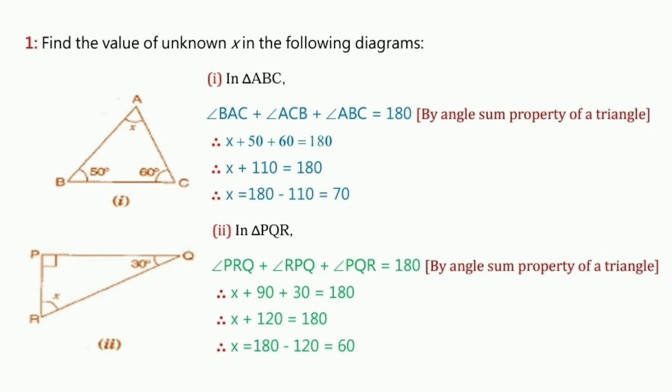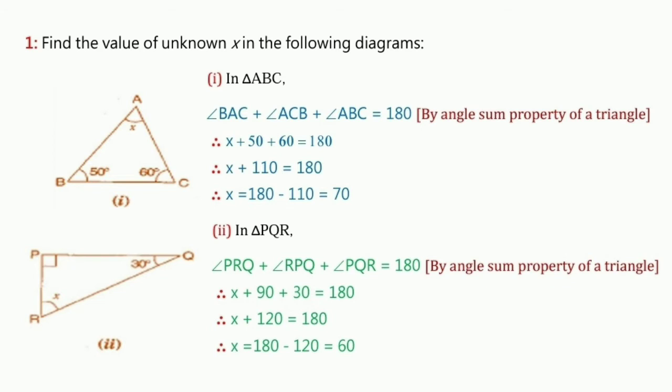Now, second, in triangle PQR, value of angle P is 90, value of angle R is x, and value of angle Q is 30. So we have to find out the value of x. So in triangle PQR, angle PRQ plus angle RPQ plus angle PQR is equal to 180. Reason? By angle sum property of a triangle. Therefore, x plus 90 plus 30 is equal to 180. Therefore, x plus 120 is equal to 180. Therefore, x is equal to 180 minus 120 is equal to 60.